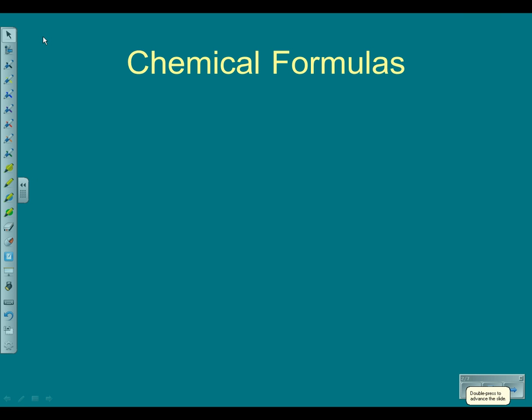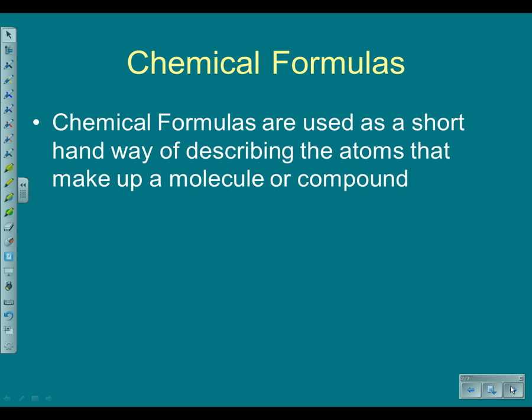What does a chemical formula do for us? Why do we write chemical formulas? It makes it shorter so you don't have to draw out the whole electron. So it's a shorthand way of representing what's there.